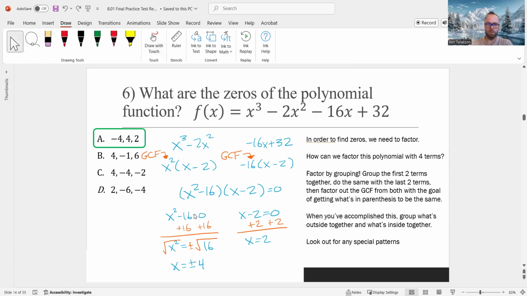Now, hopefully you notice that this is also another pattern, the difference of squares. You could use that pattern to factor that further. Or in this case, you can just use inverse operations, which I did: add 16, square root both sides, and notice there is a plus or minus, so that means there are two solutions there. There's going to be a negative 4 and also a positive 4, and over here we set this factor, x minus 2, equal to 0, so we also have the answer of 2, and that's a good sign because remember, the highest power of your polynomial, which in this case is 3, tells you how many solutions or zeros you will have.